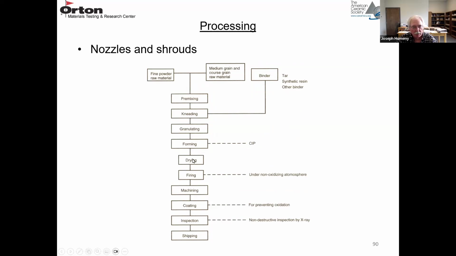The material is dried after pressing, fired under a non-oxidizing atmosphere. If machining is necessary, there's a machining step. Sometimes these materials are coated with a glaze or a glass. That's an oxidation barrier to prevent oxidation of the carbon. And then you have your final product.